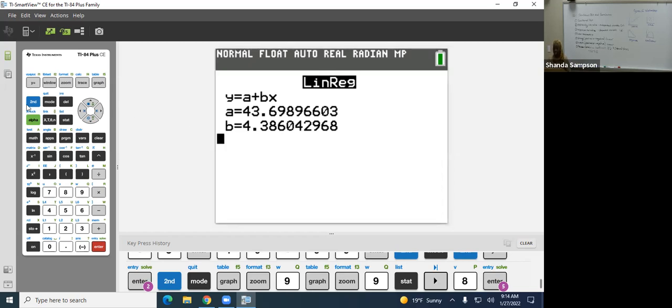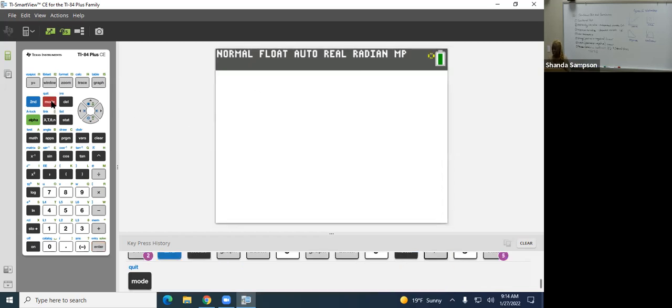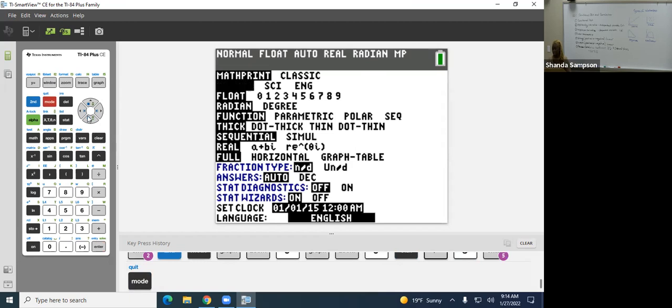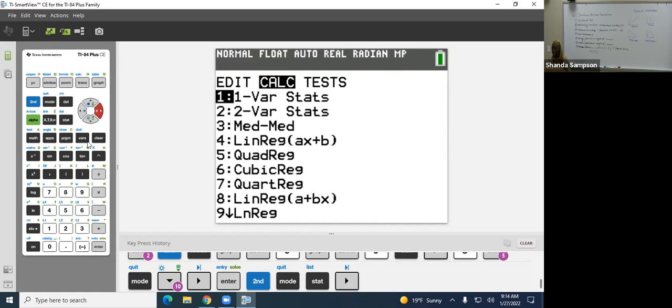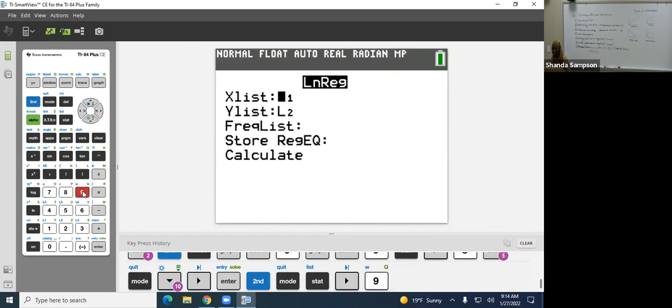So now I'm going to turn it on. I'm going to go to mode, and I'm doing it the shortcut way. Go down to stat diagnostic, and I'm going to turn it on. And then I need to get out of the screen. I don't want to touch anything else. I'm going to do my normal second mode. And now I'm going to go back and calculate that. And this time, number 9. Oops, no, number 8.